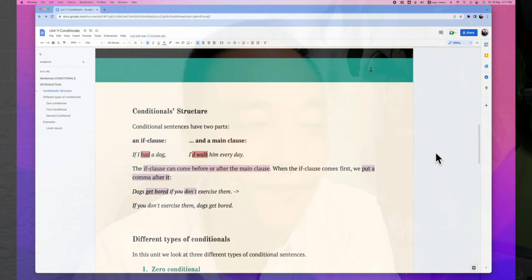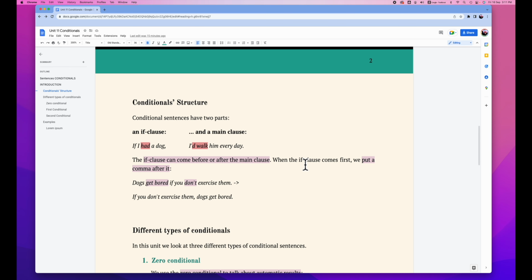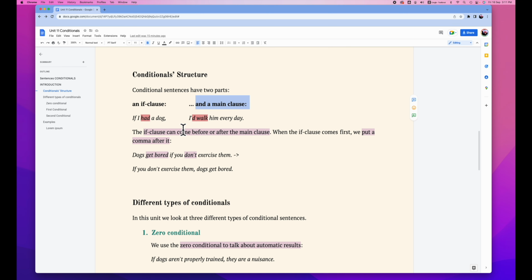So, what does a conditional sentence look like? There are 2 parts. One part starts with if, and the other part can follow after a comma, or it can stand alone when you put it at the beginning of a sentence. Let's take a look. Conditional sentences have 2 parts, an if clause plus a main clause. If I had a dog, I'll walk him every day.